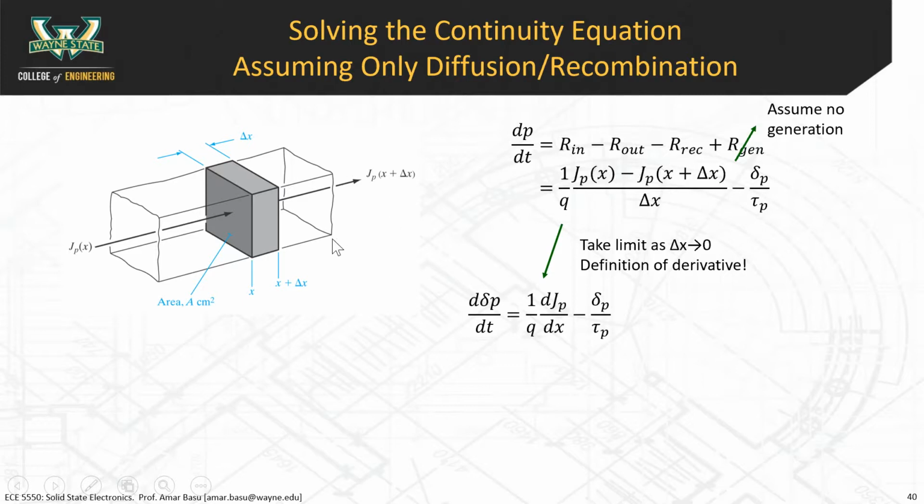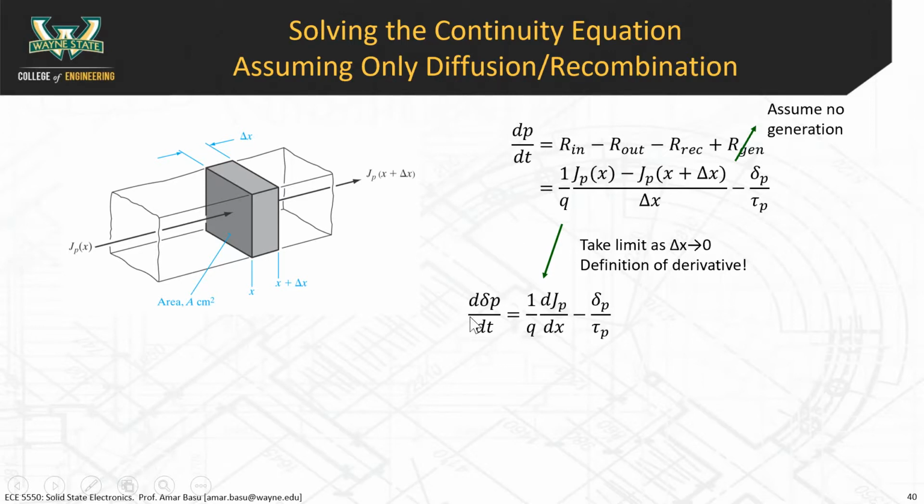The intuition is that the difference in current going in versus going out is basically going to be the derivative of the current with respect to space. So this becomes dJ/dx, the derivative of current with respect to x. And nothing happened here. This recombination term just came down here.